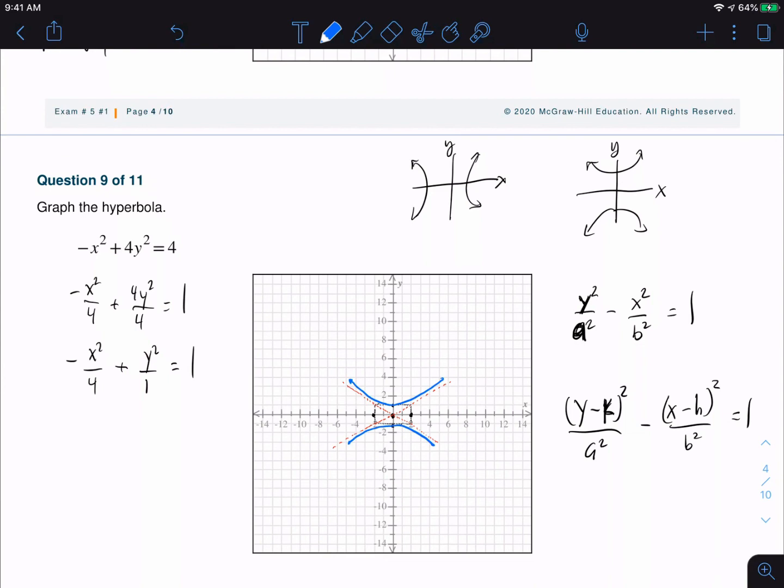Now, had I switched my equation and the x would have been positive and the y would have been the negative, keeping their denominators, it would have been sideways on this graph. So what I mean by that is if I would have gone x squared over 4 minus y squared over 1 is equal to that, instead of it opening up and down, that would have opened to the right and to the left. Does that make sense?